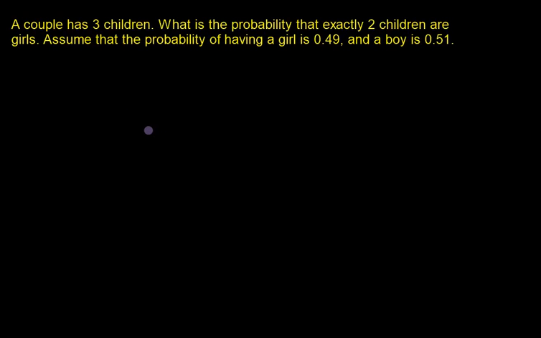In this video, we're going to discuss another example using the binomial probability distribution function. So let's go ahead and read this example. A couple has 3 children. What's the probability that exactly 2 children are girls? Assume that the probability of having a girl is 0.49. The probability of having a boy is 0.51.